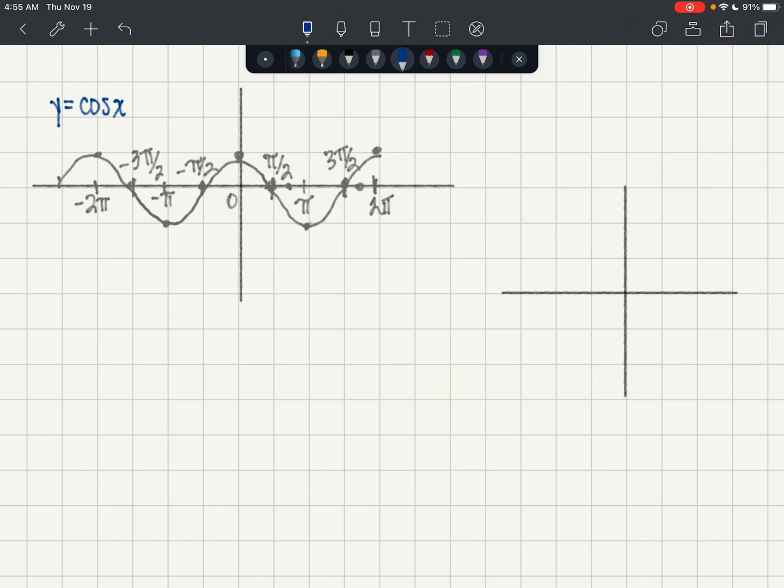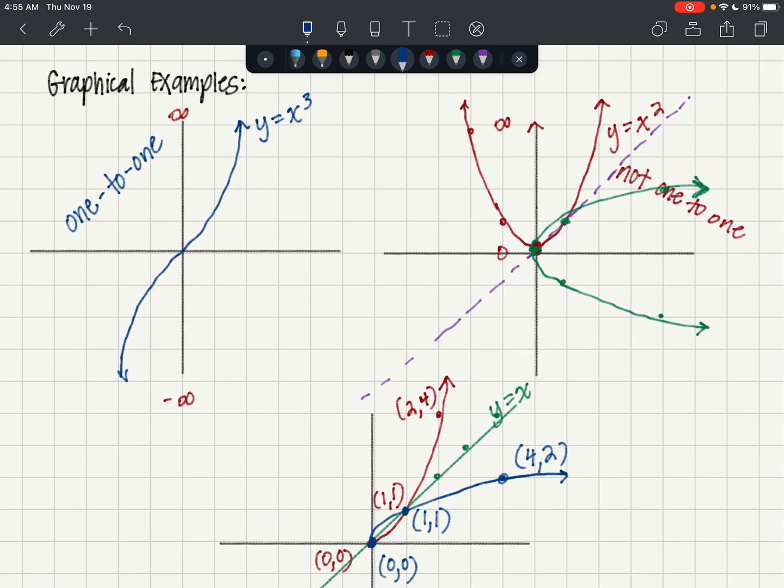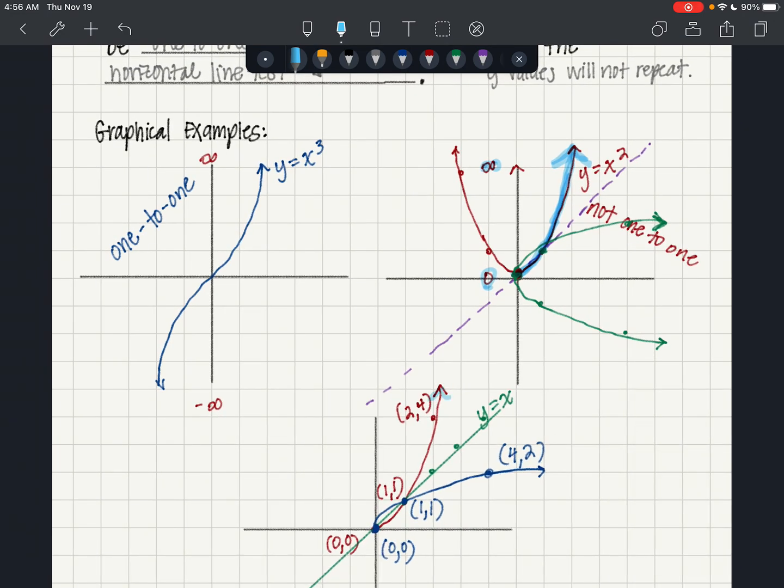It clearly fails the horizontal line test. However, we're going to limit the domain. Just like we took the quadratic function and cut it in half, we just used the piece that we needed. We used the half of the graph that got all of the range from 0 to infinity. So it included all of the outputs from 0 to infinity. It just didn't include the repeats of those y values. So we cut it in half. We limit the domain so that it does become 1 to 1, and then we can create that inverse function.